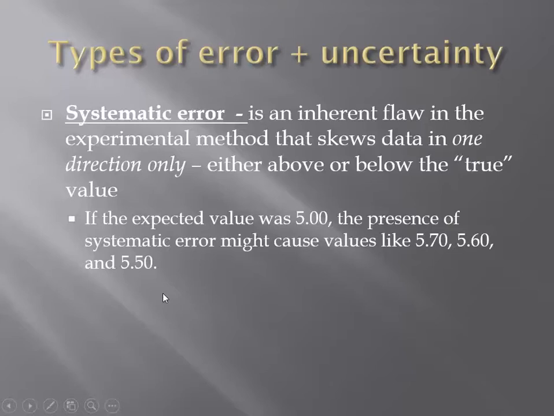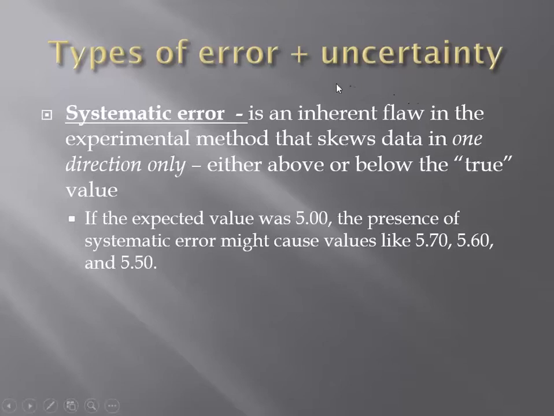So notice a couple things. First of all, this is what I mean by one direction only. All 3 of these values are above the expected value of 5. That wasn't true in our last example of random error. But also notice that these values aren't exactly the same. So systematic and random error can exist at the same time. We're seeing variation in our data due to random error or random uncertainty, but all 3 of them are above the expected value due to some type of systematic error.